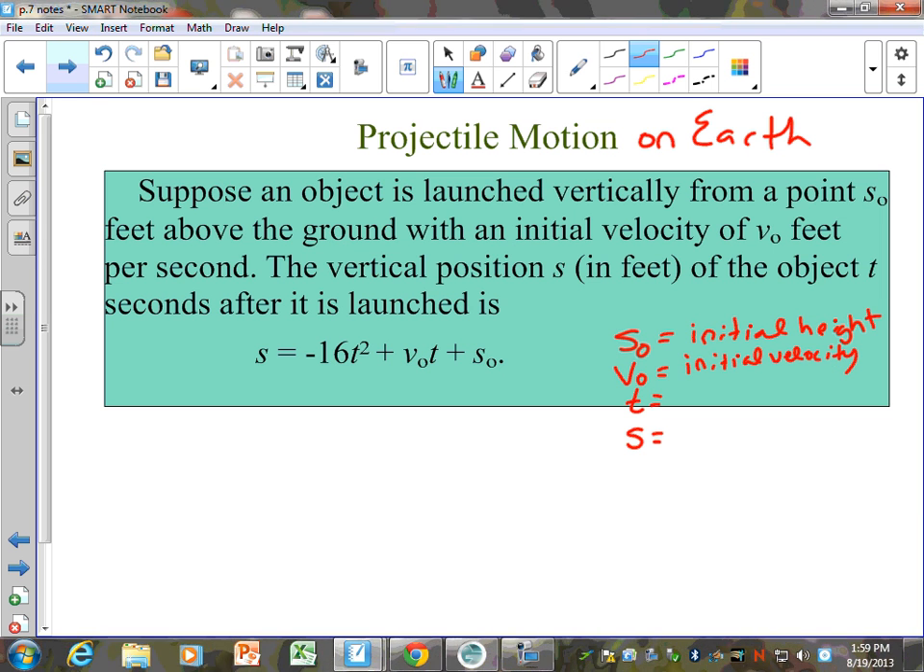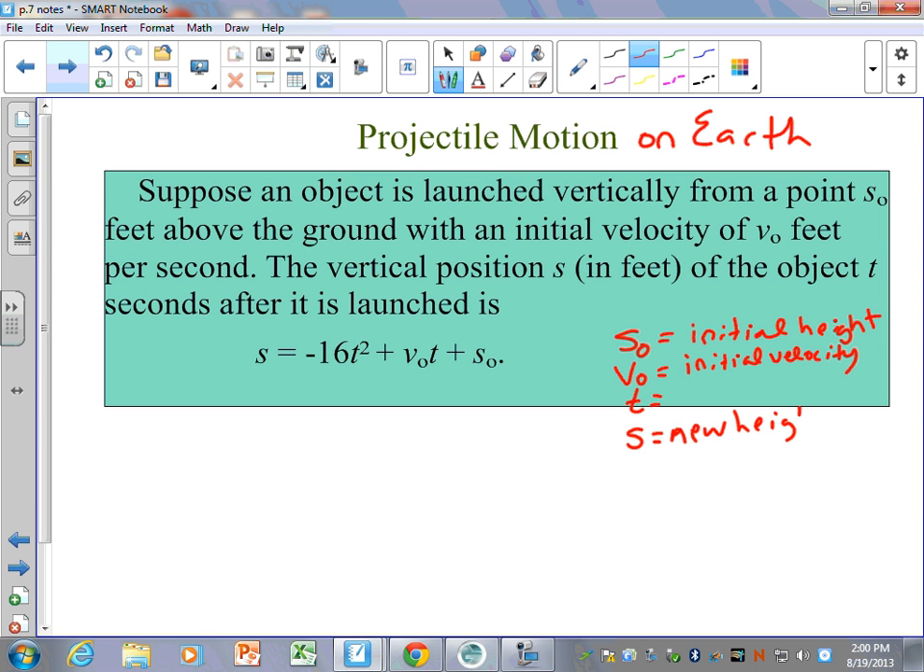The vertical position s, in feet, I call that the new height, or the ending height. I'm going to put new height, after so many seconds. So t is time in seconds. Now this shows up a lot in calculus class. We deal with this a lot. Even when I taught Algebra 1, they showed you this formula for the first time, but you don't use it a lot. But why do we talk about it? It's because this makes the pattern of a quadratic.